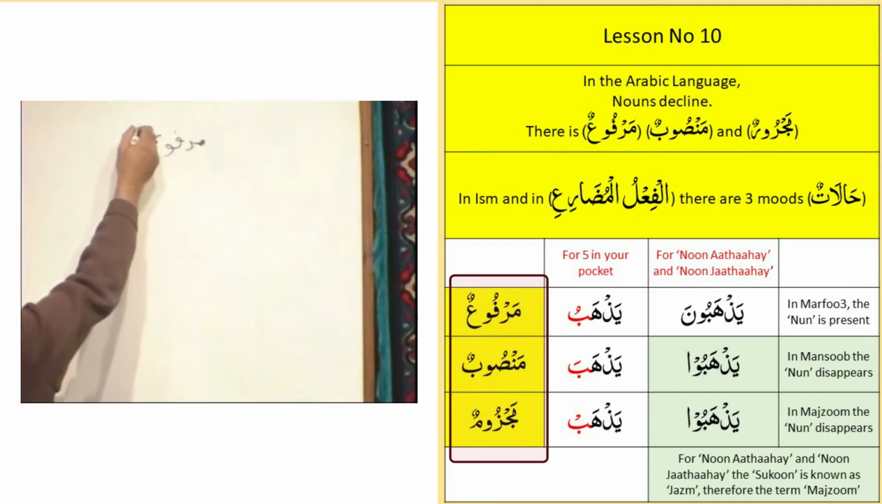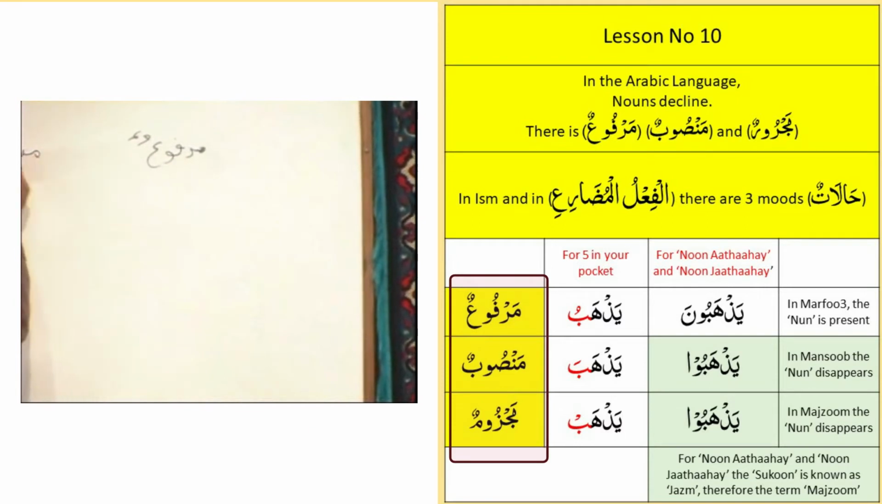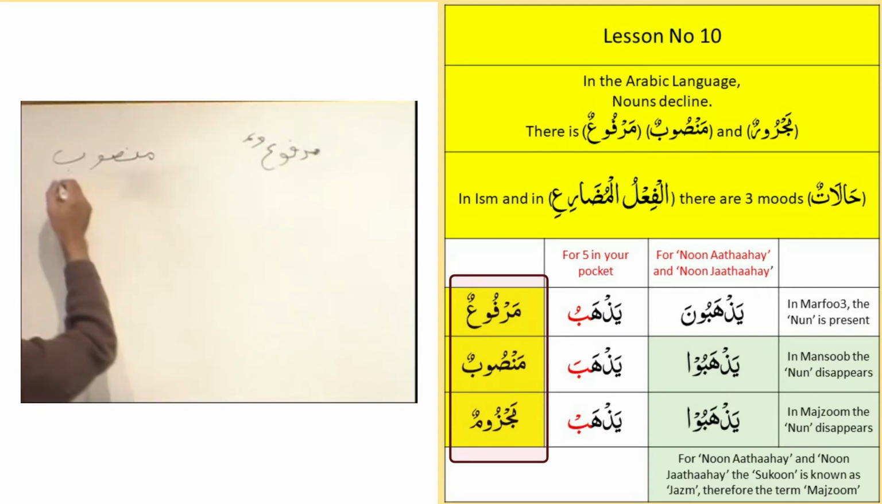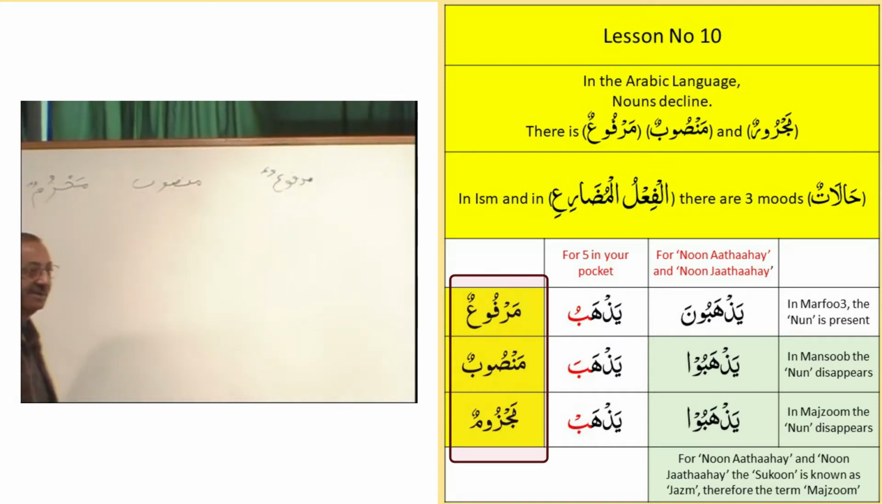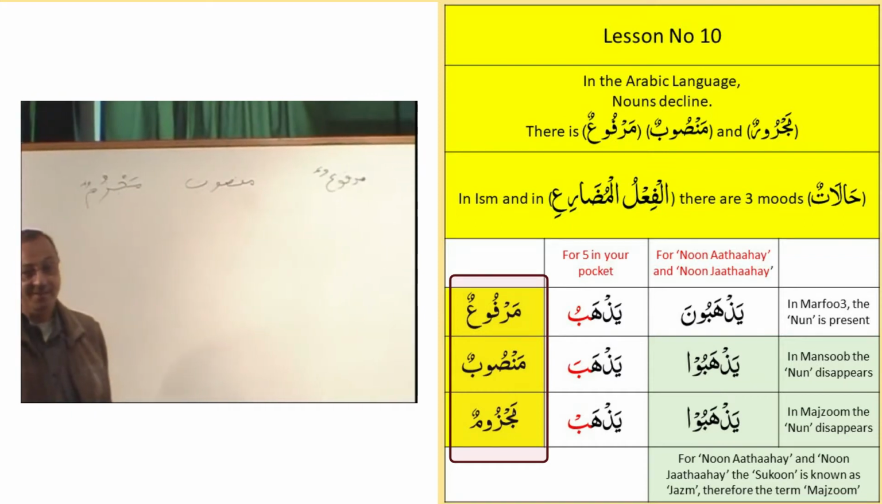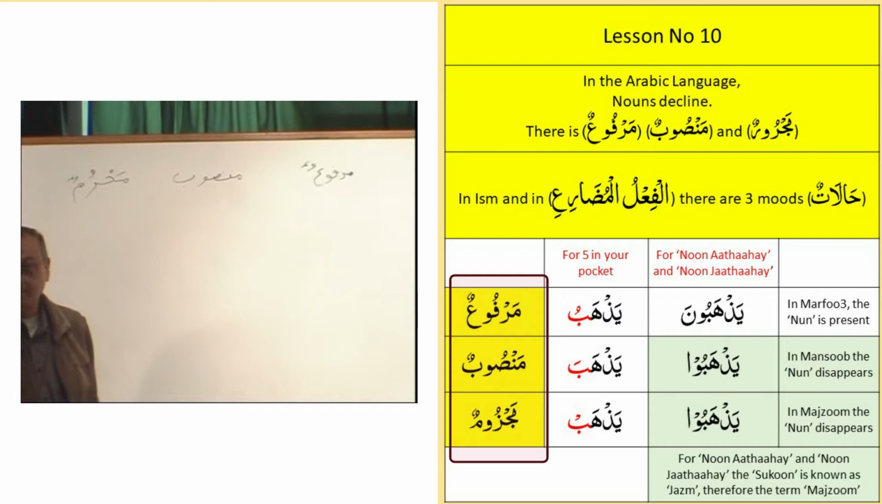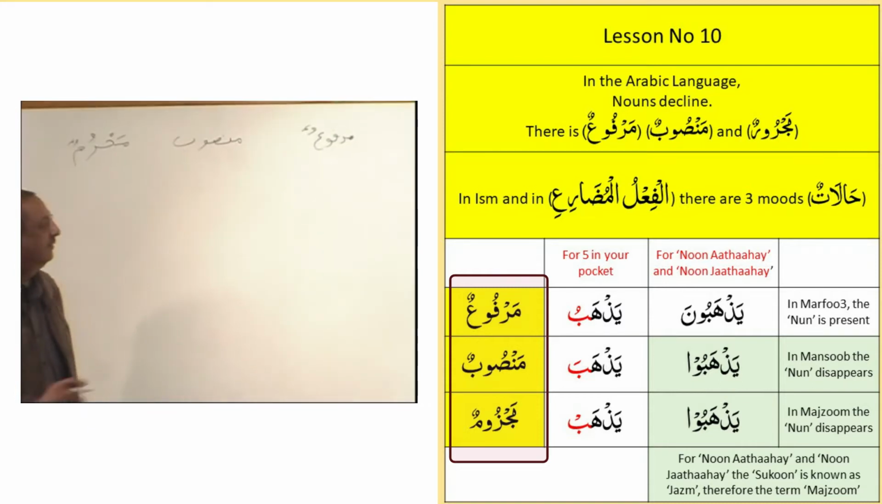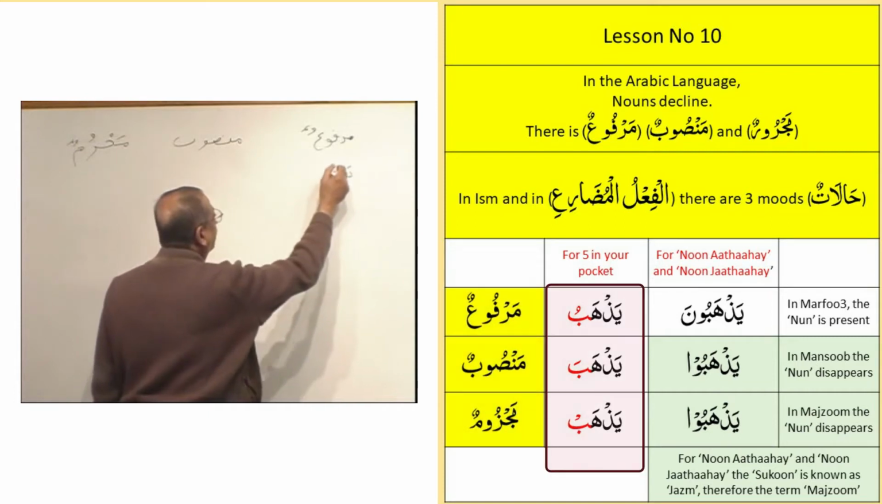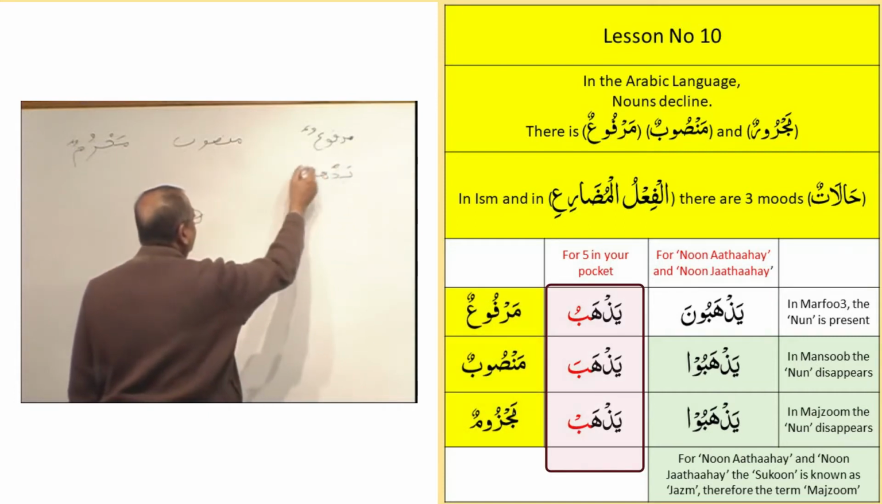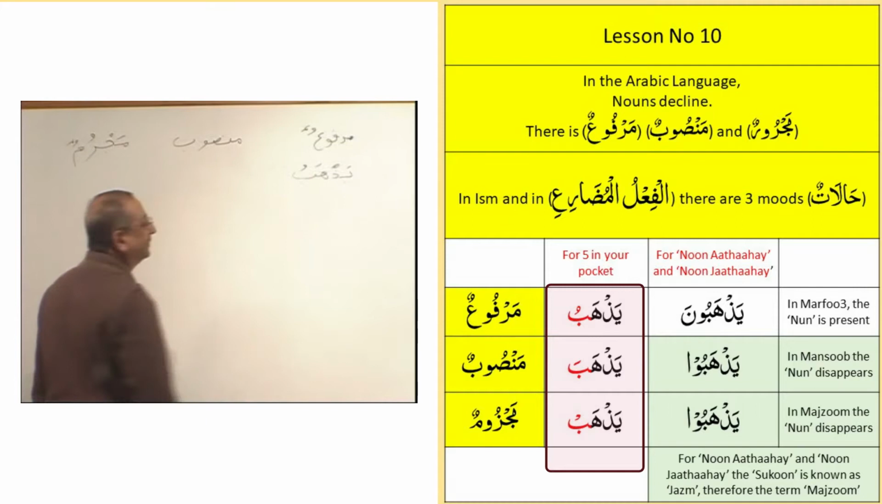Marfu, mansub, and, no, brother. What is it? Majzum. This we have to remember all the time. I give you a simple example. Brother, what is this? What is this?